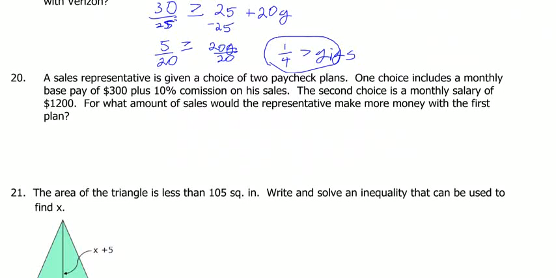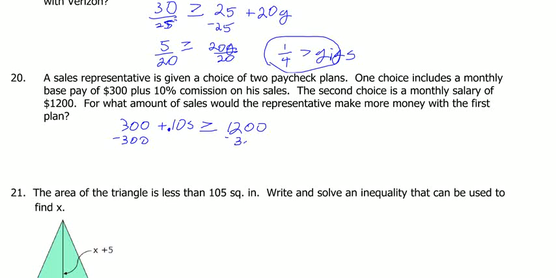So, what we've got to do is 300 plus 10% commission, so 0.10 S. Okay, and we're looking for what amount of sales would the representative make more money with the first plan. So we need to make more money than 1,200. Okay, we're looking for where this is more than that. So we're going to subtract 300 from both sides.